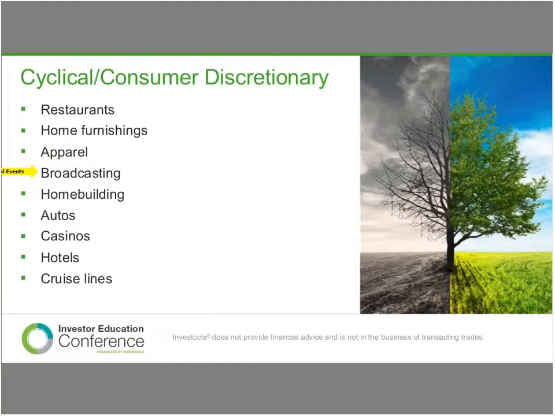Broadcasting, how many of you have cut the cord on your, or maybe your neighbors have, on your cable bill because you just didn't want to pay it anymore? Maybe, you know, you had to find some room in that budget. It's those sorts of things. When the budget gets tight, where do you start to trim first? And that is the definition of a consumer discretionary kind of a company. Home building, autos, casinos, hotels, cruise lines, the extravagances and the luxuries of life.